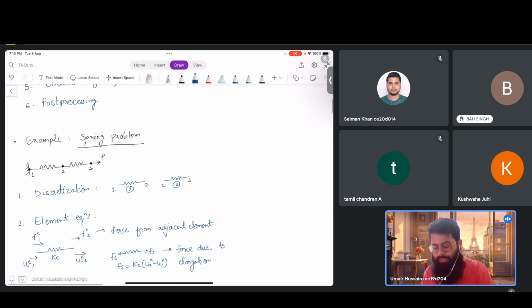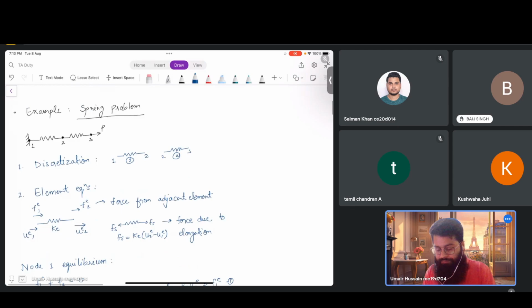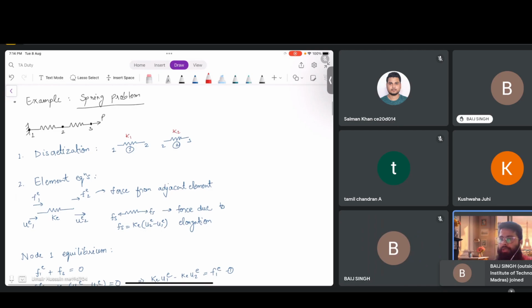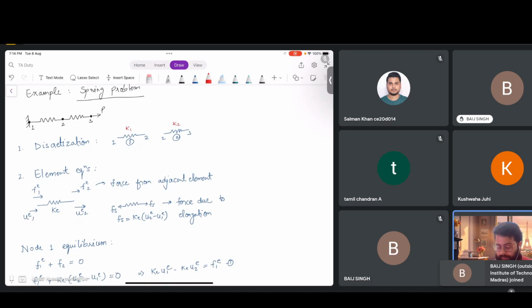So we started with a discrete problem, that is a spring system. Here we have a system of two springs connected, and we want to find the displacement at each node. So first we discretize the domain. We break the system into two elements having different spring constants.